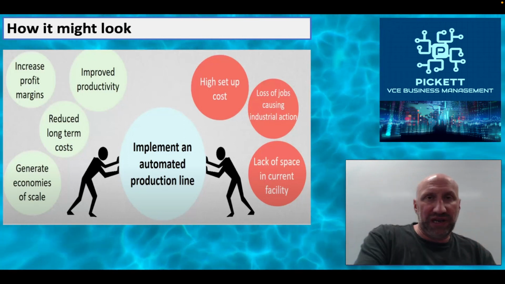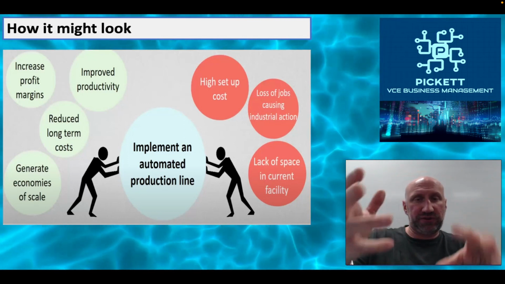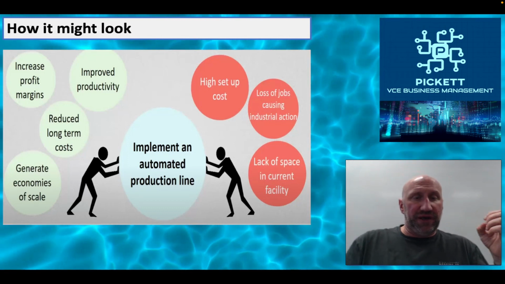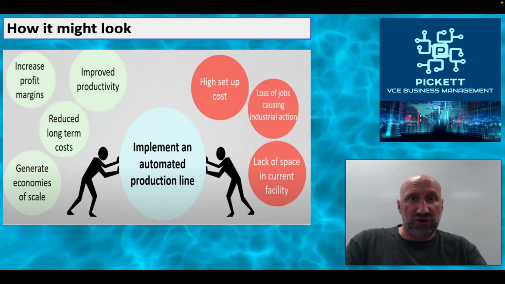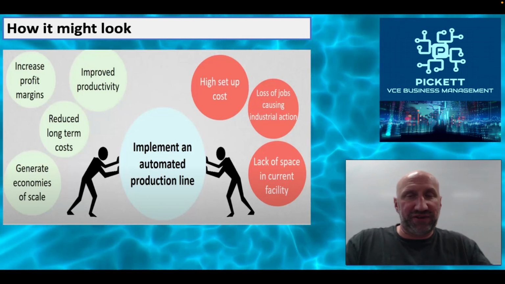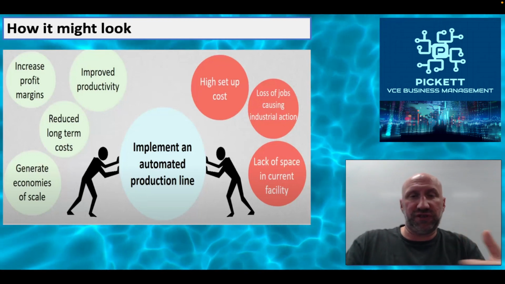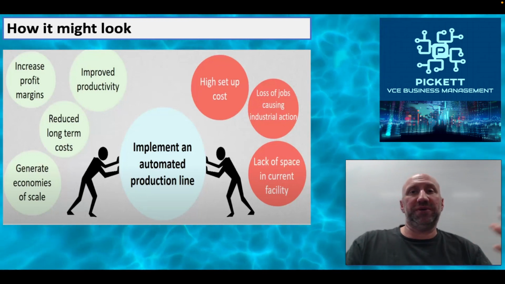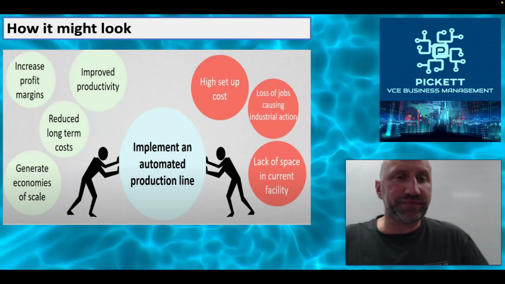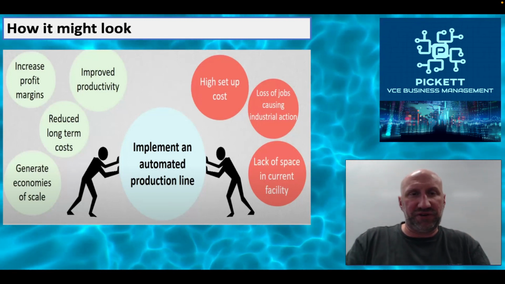So on the left, we've identified our driving forces. Now, again, don't worry too much because we'll talk specifically about driving and restraining forces shortly. But increased profit is a driving force for this. Increased productivity. Those should make sense to you already, having done operations management. Reduced long-term costs, because it's reducing the wage bill. Generate economies of scale. So this is a very simplified version, okay? Obviously, it would look much more complex, but this is just to get the idea across.